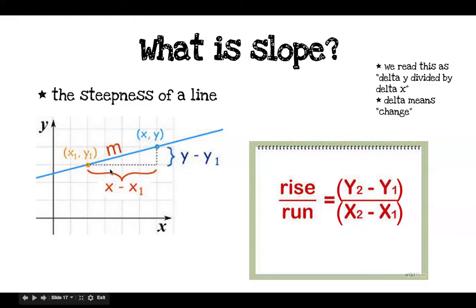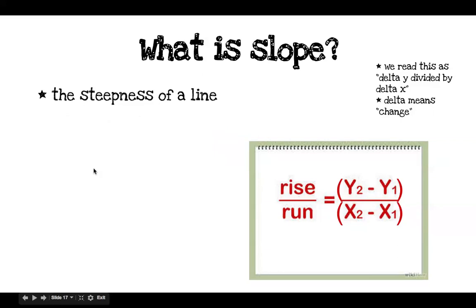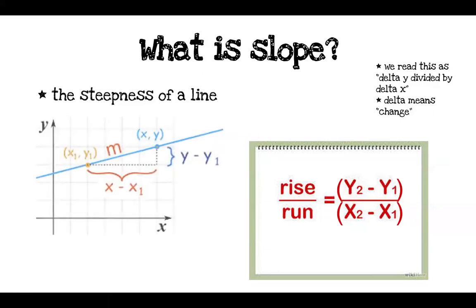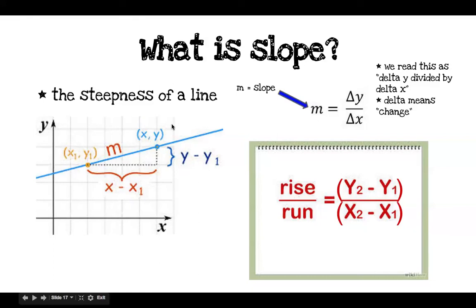Look at this diagram right here. This is what's called the rise. Rise going up, run going across. This is the x, this is the y. We're looking at the change in the y. So how much does it go up? How much does it go across? This m right here means slope.